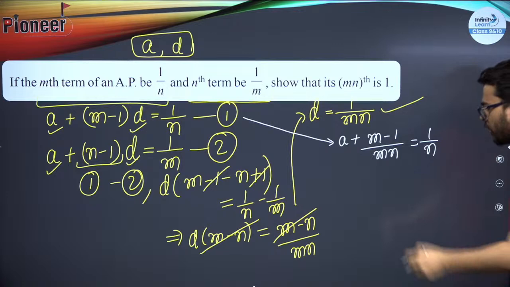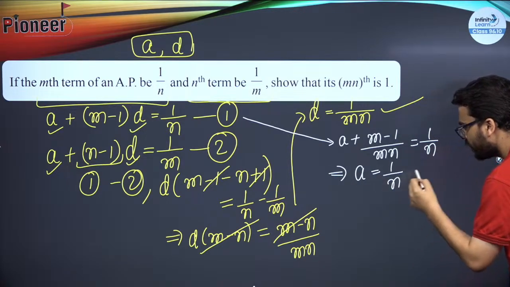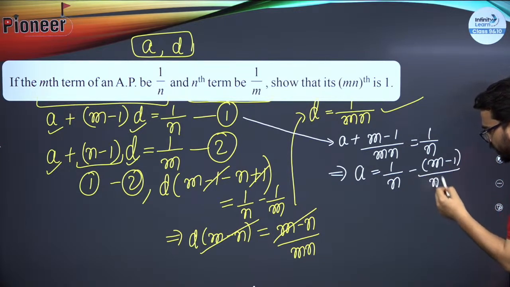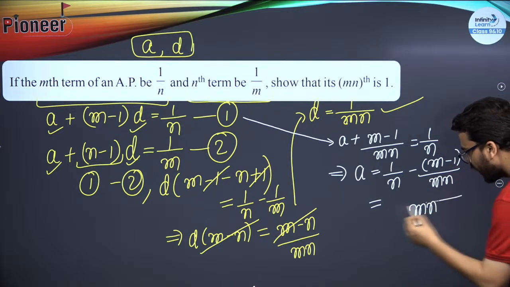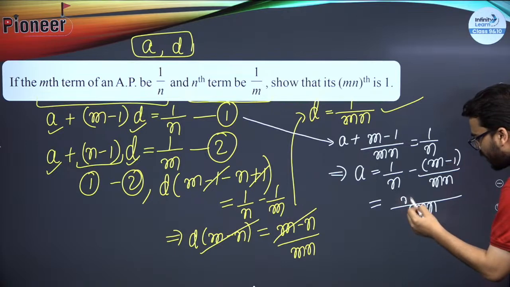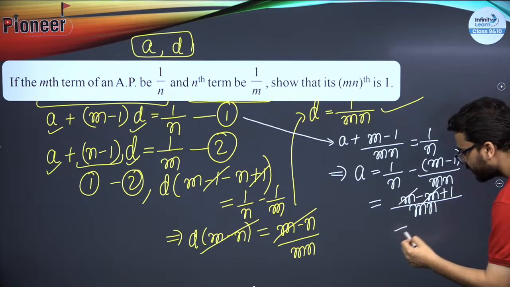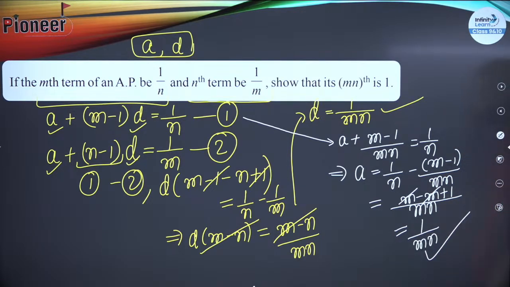So let's simplify and solve this equation. So a will be equal to what, guys? 1 by n minus, I can say, (m minus 1) by mn. So if you simplify and take the LCM of the denominators over here, you'll get mn, and over here you'll get m minus m plus 1 if you simplify. So basically the first term of this AP is also coming out to be equal to 1 by mn. So you see that the first term of this AP is coming out to be equal to 1 by mn, and the common difference is also coming out to be equal to 1 by mn.